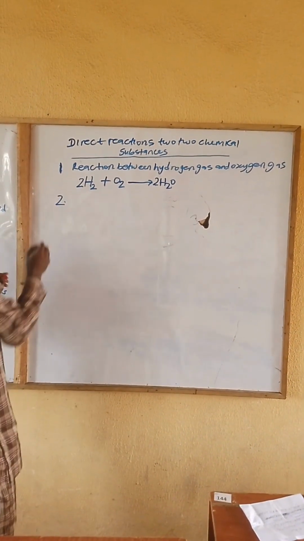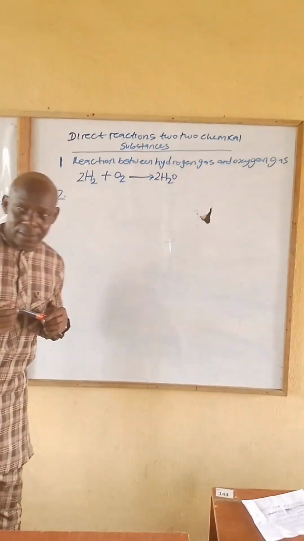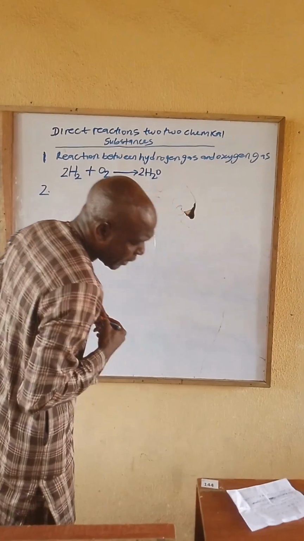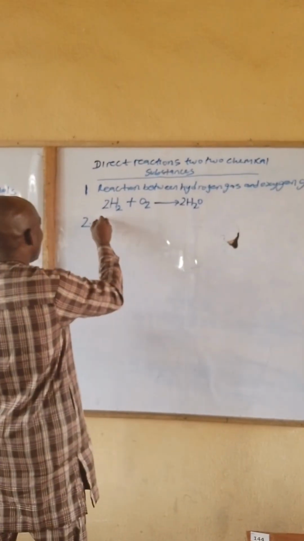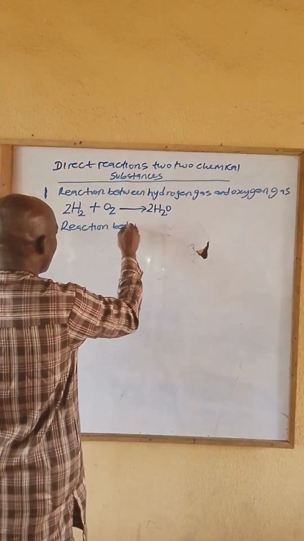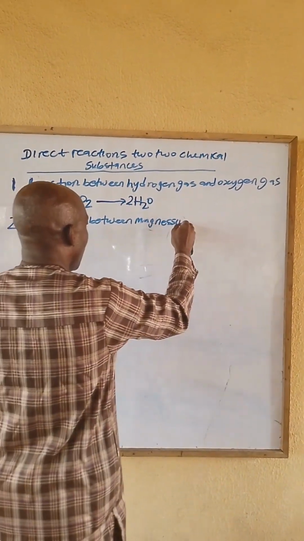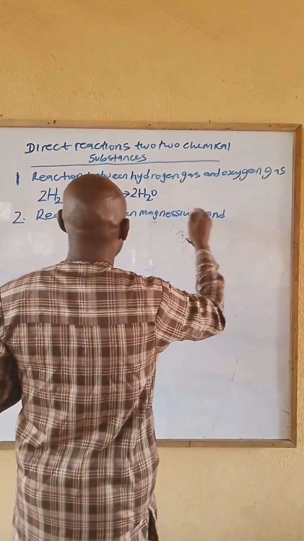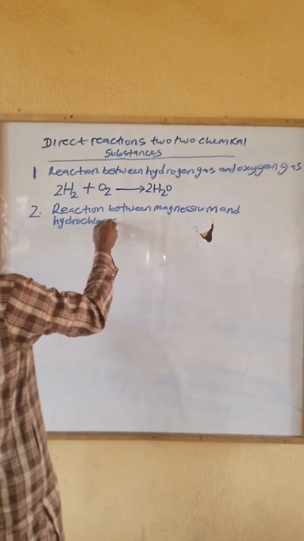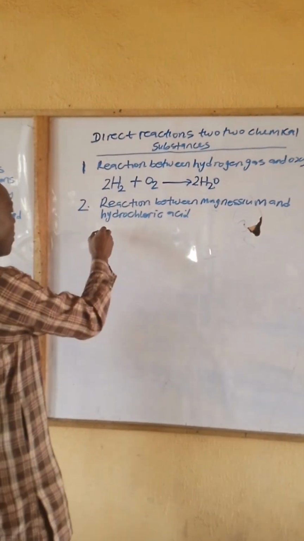Another example of direct reaction between two chemical species. Another example of direct reaction between chemical species is the reaction between magnesium and hydrochloric acid. So magnesium is Mg, and hydrochloric acid.